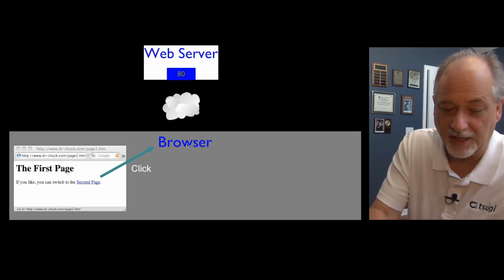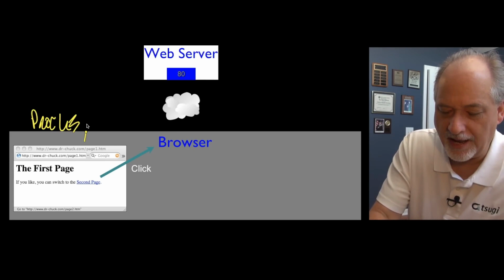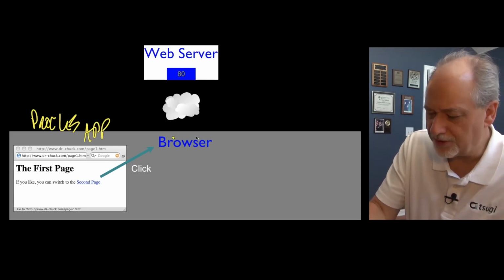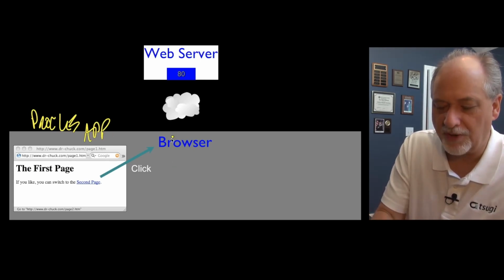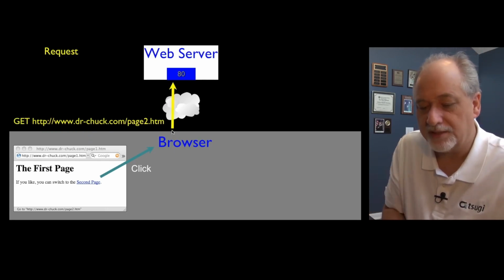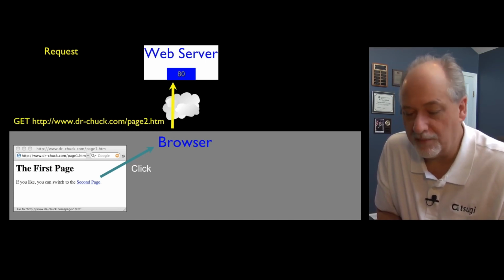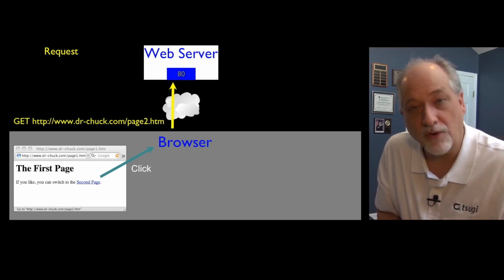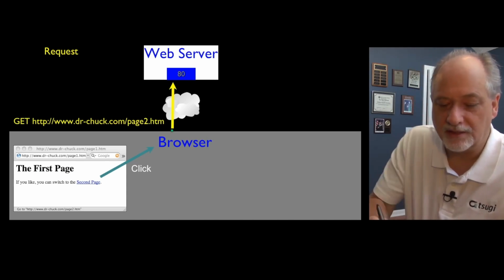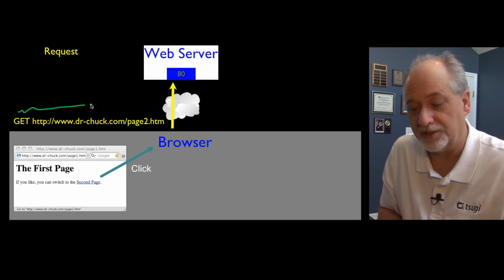And that is a browser. This is an application, this is a process or an app that's running on your computer. This is the browser, okay? And when the browser sees the click inside your computer, then the browser makes a connection to port 80 on the web server, drchuck.com, and sends the request. This request that it sends is precisely specified by a standard, which we will see in a second.